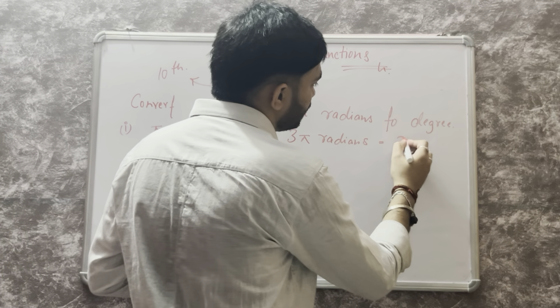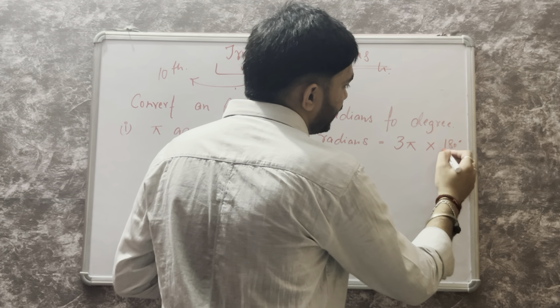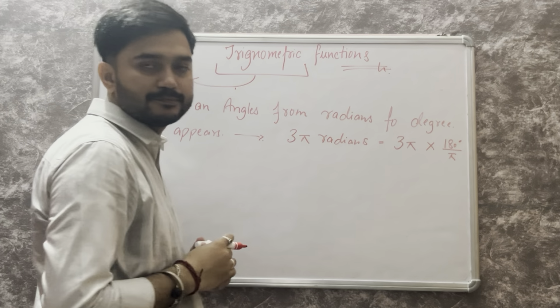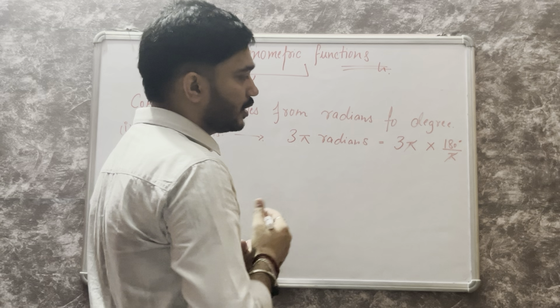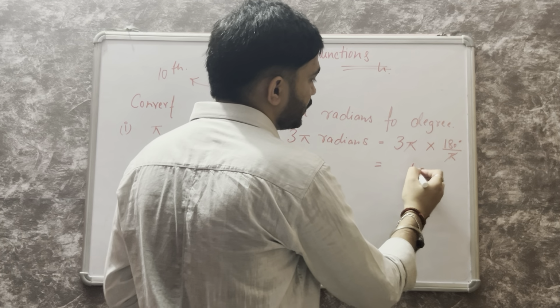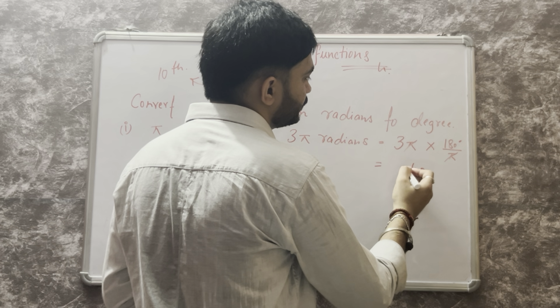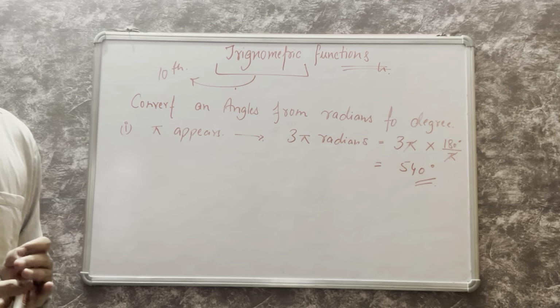Just multiply 3 pi by 180 degrees divided by pi. Pi and pi are going to be cut down, so the answer will be 540 degrees. Any doubt?